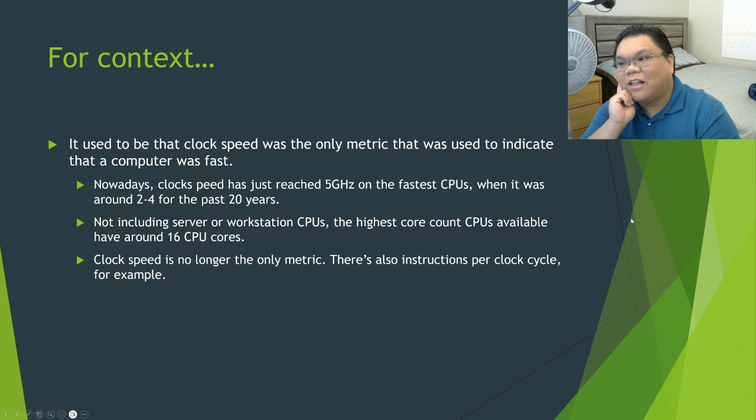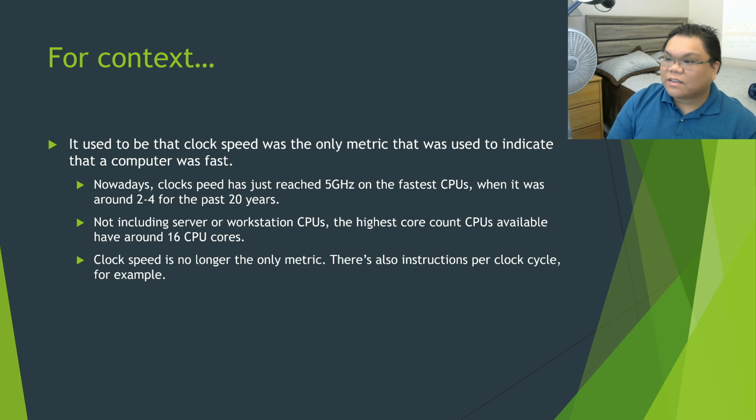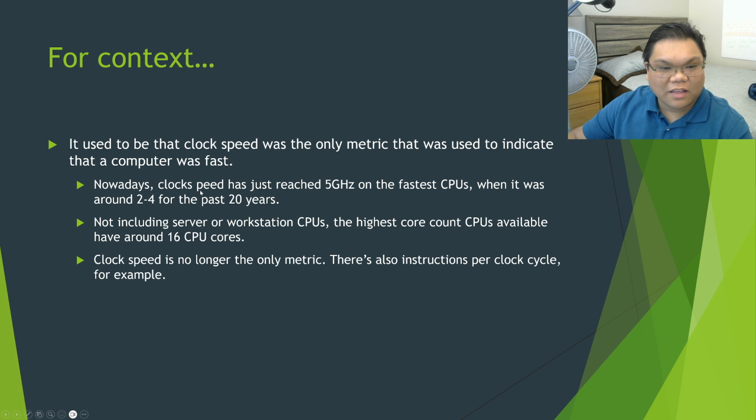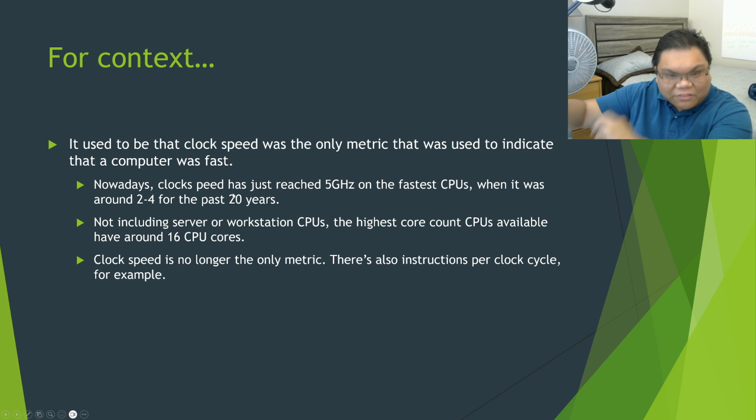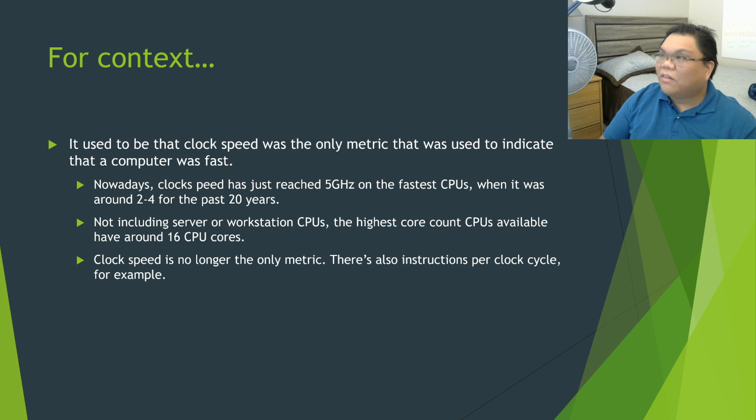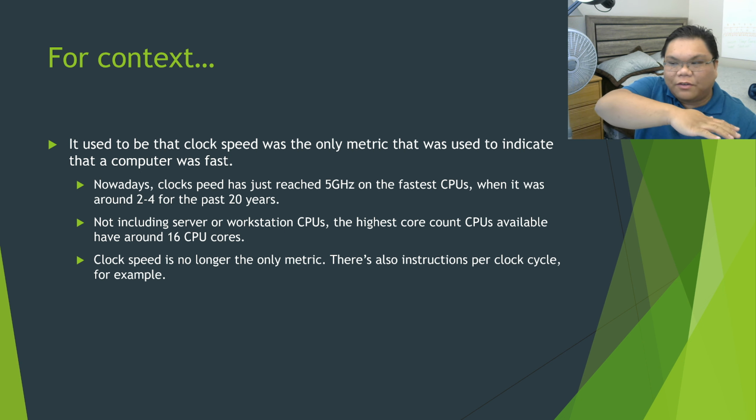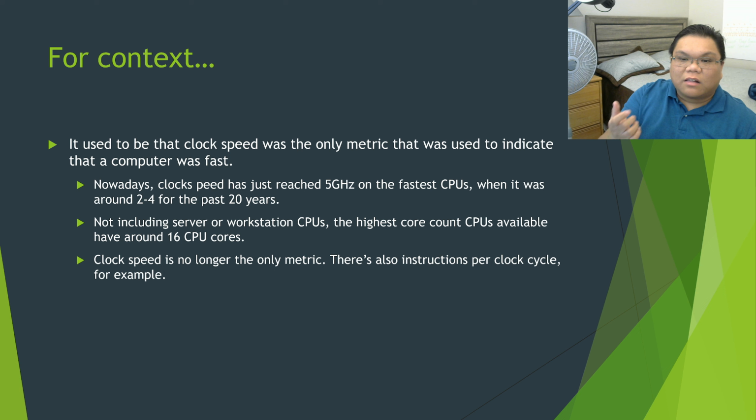We used to use clock speed as the only metric to indicate that a computer was fast. Nowadays, we've only just reached 5 gigahertz within the past few years. For the longest time, it was basically plateaued around 2, 3, 4 gigahertz. That's 2, 3, or 4 billion clock cycles per second.